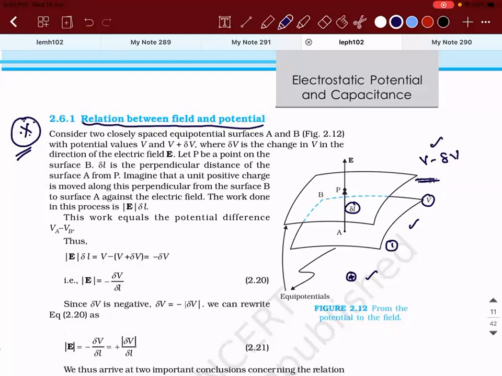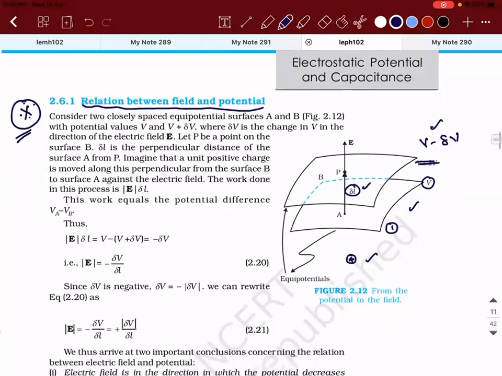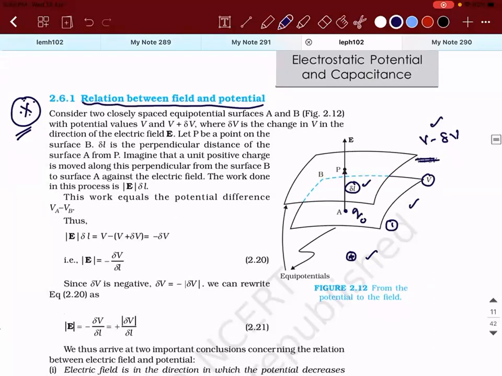The textbook wrote it as V plus delta V. That change alone, you can make. This is delta L. I hope it is clear till this point. Now let's say I have a test charge Q0. What do I have?